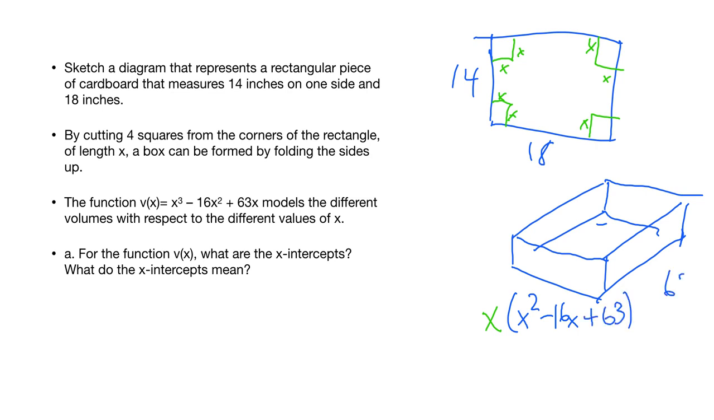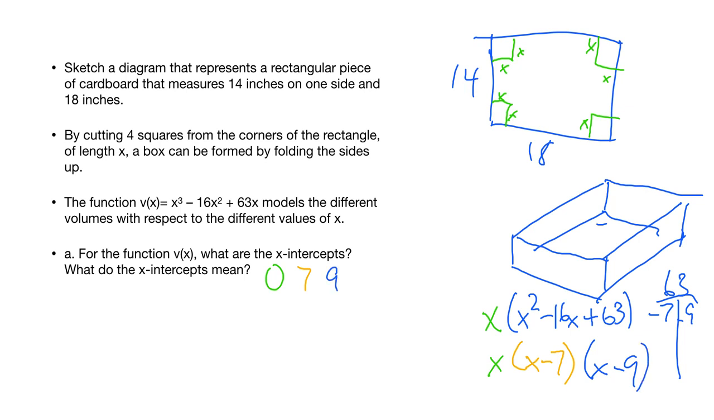Now my factors of 63, to be honest, there are a lot of them, but the first ones I would come up with are 7 and 9, and guess what? They add up to 16. Well, now they add up to negative 16. So that becomes x times x minus 7 times x minus 9. So my zero for x is just 0. My zero for x minus 7 is 7. And then my zero for x minus 9 is 9.